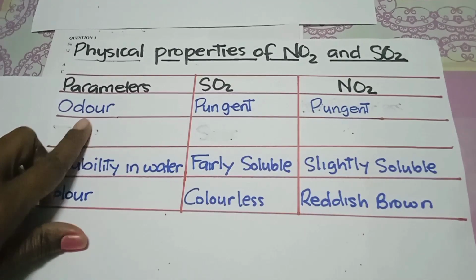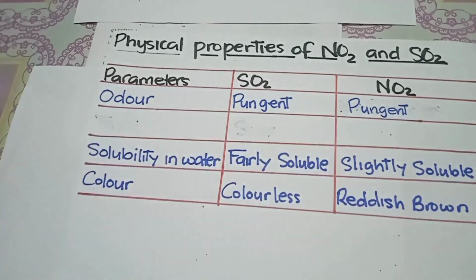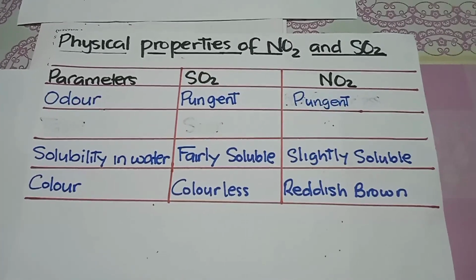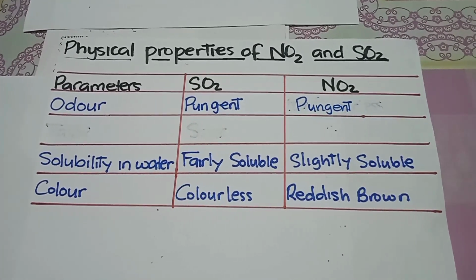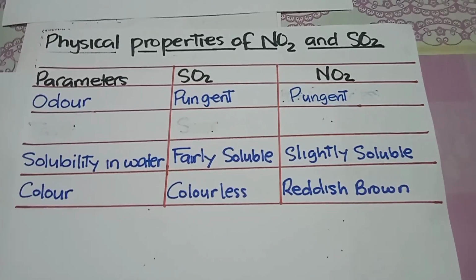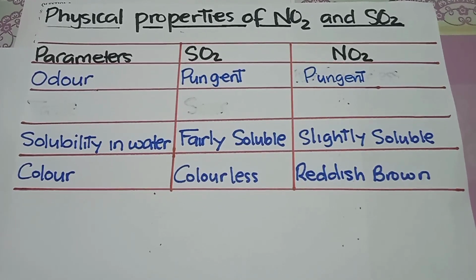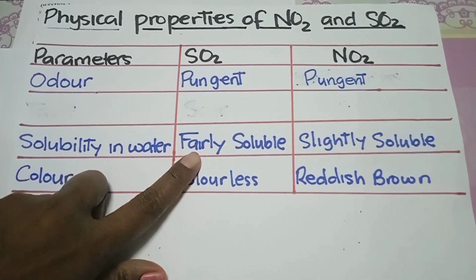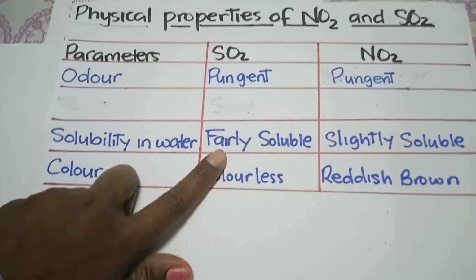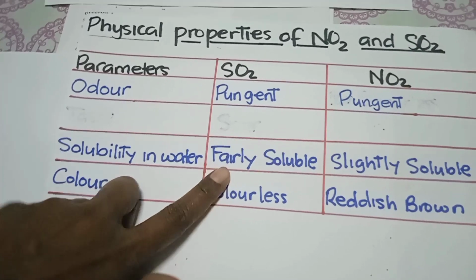The first one is the odor. That is actually the smell. Both of them have a pungent smell. Those smells are the ones that when you smell them, you feel like they are choking you. It's a suffocating smell. For solubility, sulfur dioxide is fairly soluble. It means that it can dissolve in water.